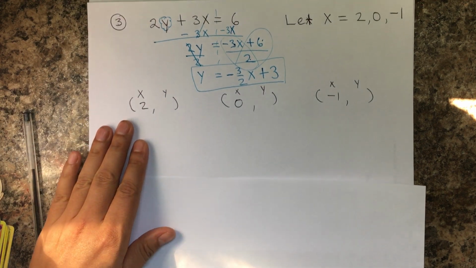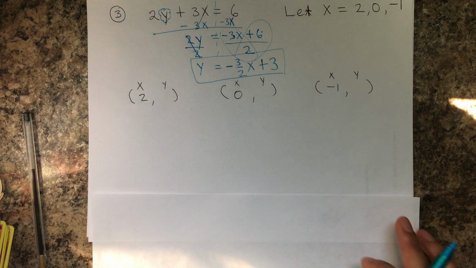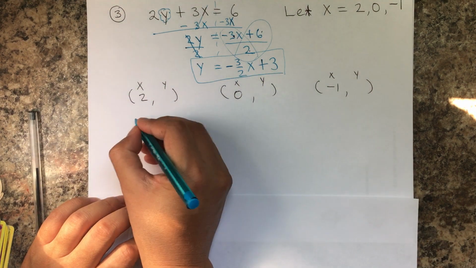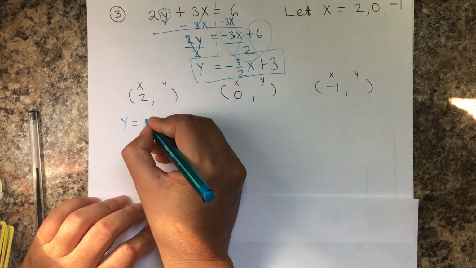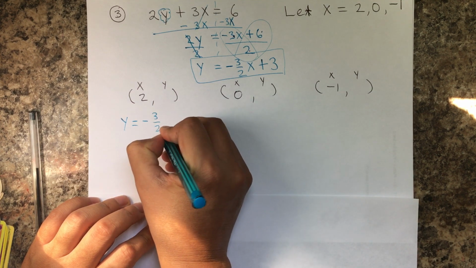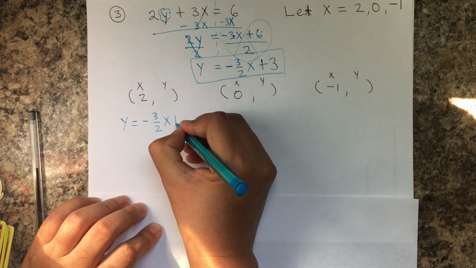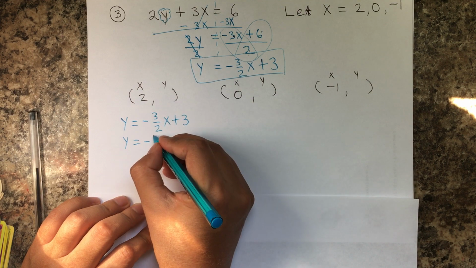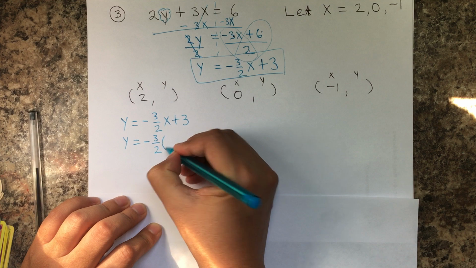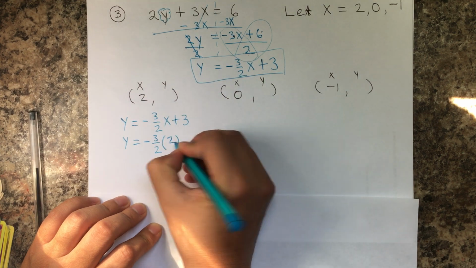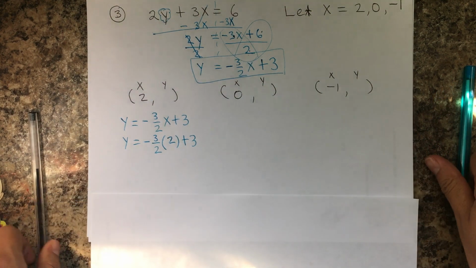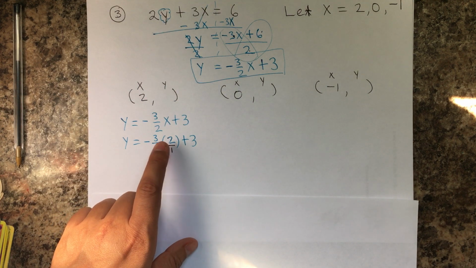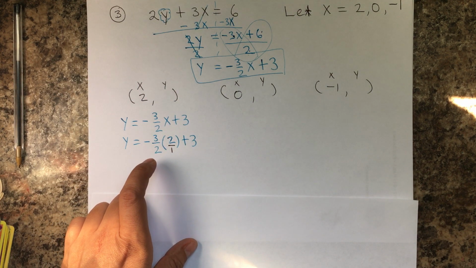Let me see if I can make it smaller so that I can fit more paper because we probably need more. Okay, so again, we're going to substitute the x. And so we're going to put y equals negative 3 halves times x plus 3. But now we're going to substitute. So we keep the y, the negative 3 halves, and substitute the x with 2 plus 3. We put it over 1.